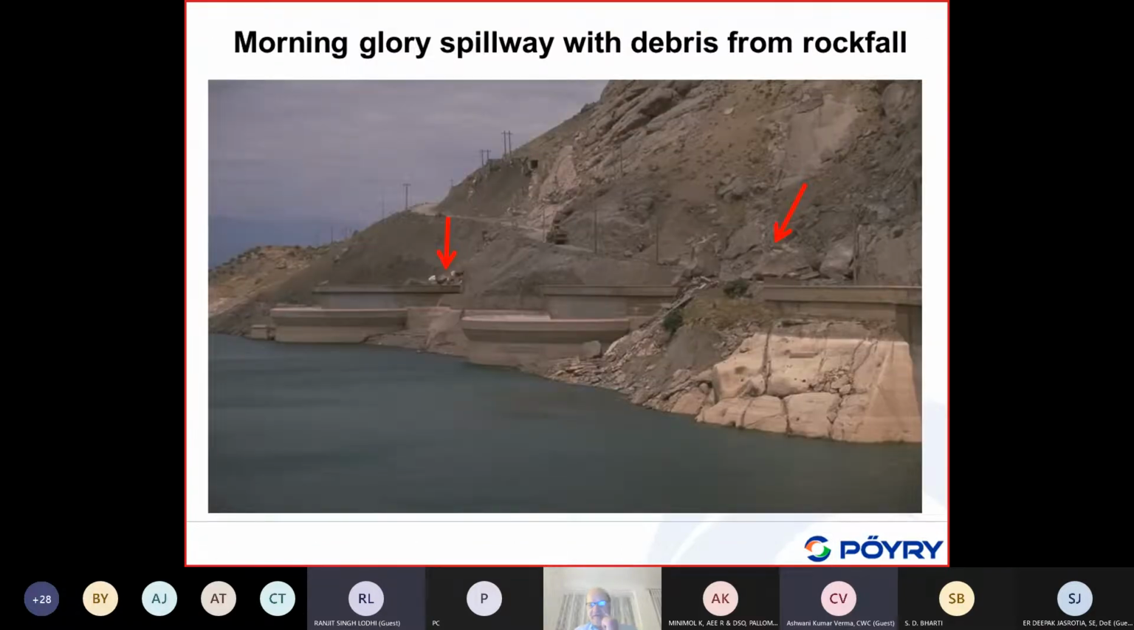Okay, now these are the intakes for the spillway. These are the so-called Morning Glory spillways.